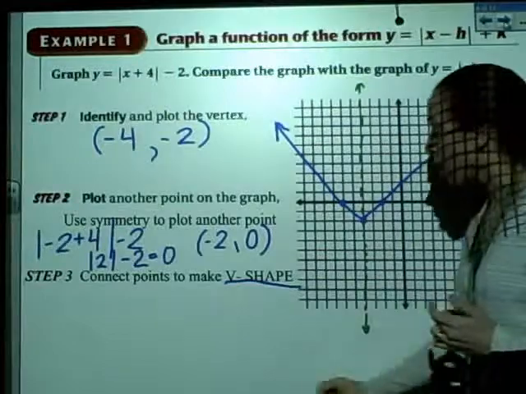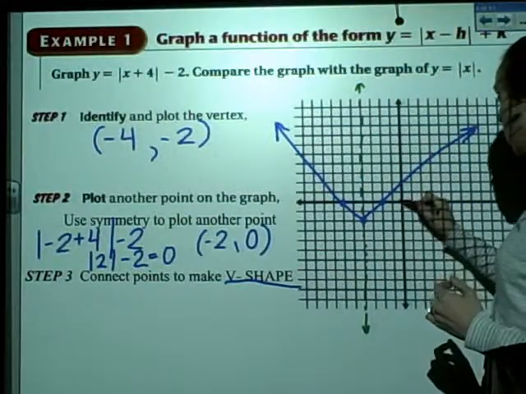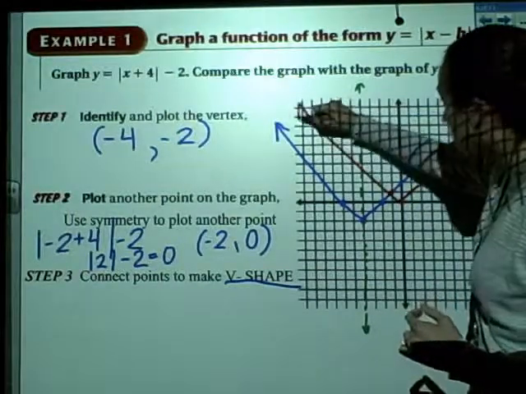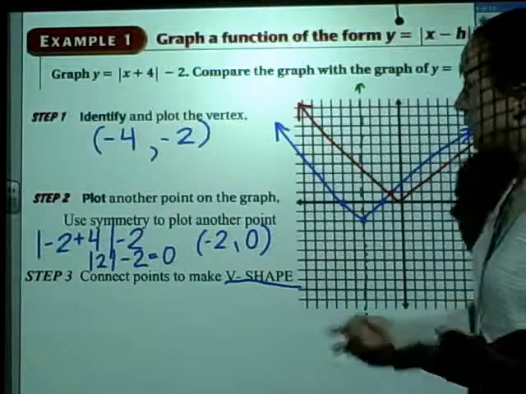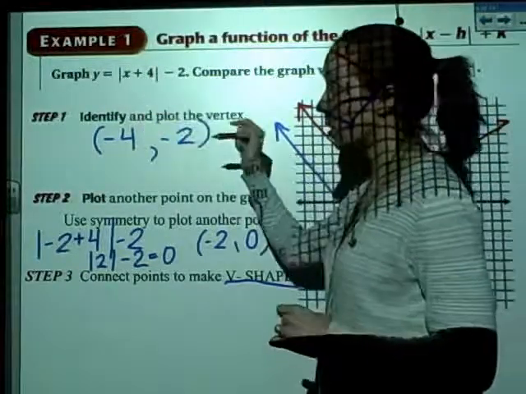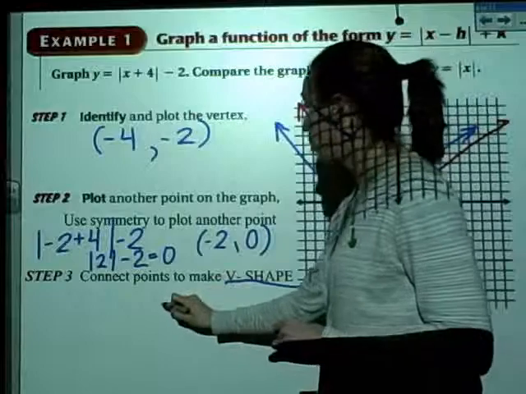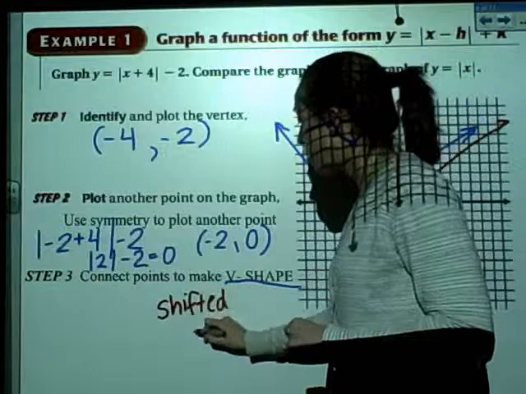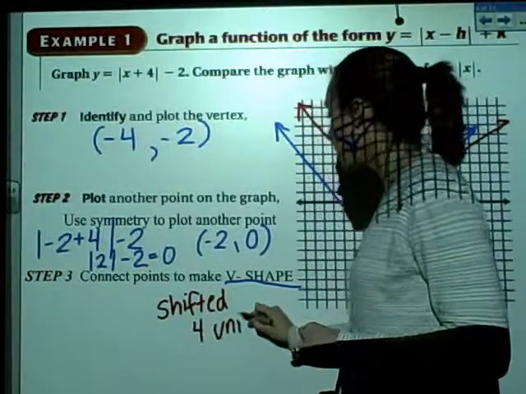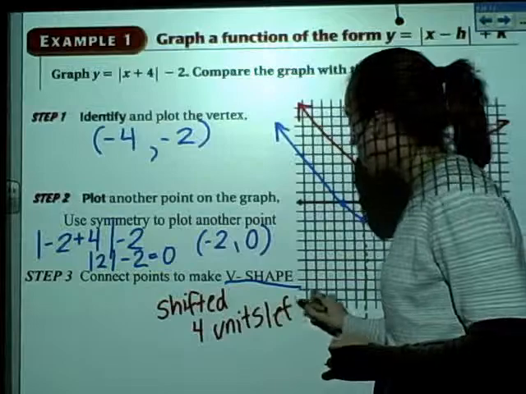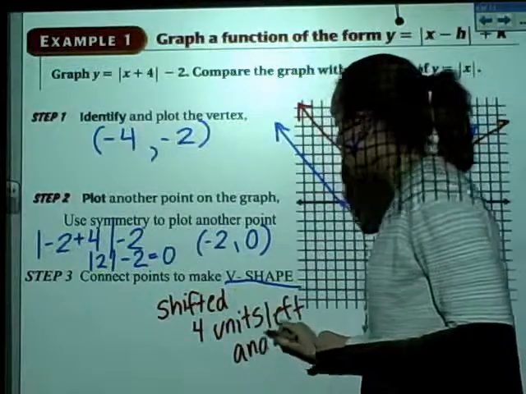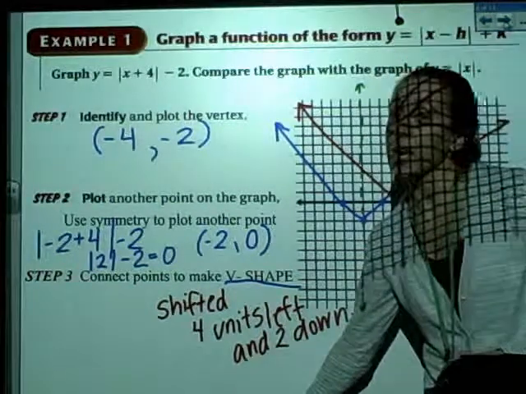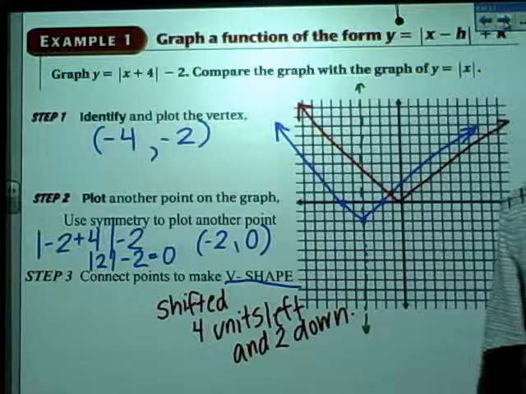And if we draw in our parent function of an absolute value graph in red here, we can see that our graph shifted 4 units to the left and 2 down. That's what they're looking for when they ask you to compare the graph with the parent function.